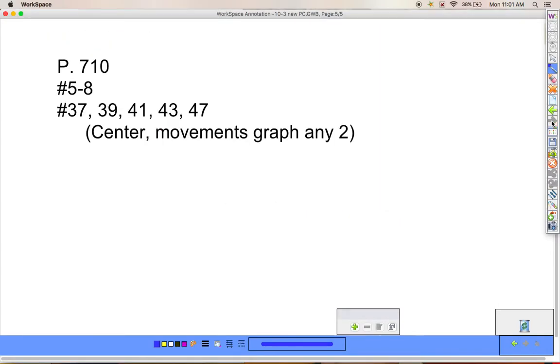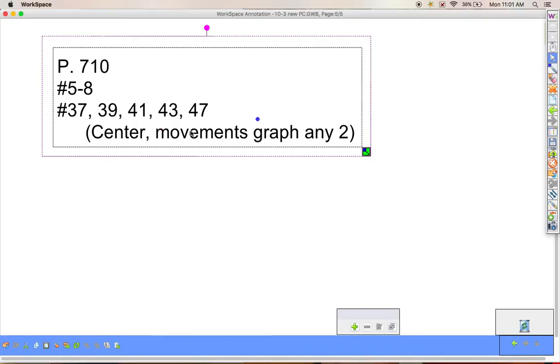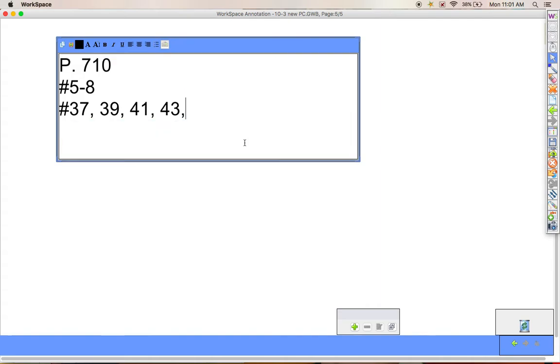All right, so your homework. Let's do this. Make a couple of little corrections here. Let you look at it, and then I'll put it on the website correctly. We're going to get rid of 47. All right, so page 710. You can do numbers 5 through 8. All you have to write is A, B, C, or D because you're just matching the equation to the correct graph. 37, 39, 41, 43.